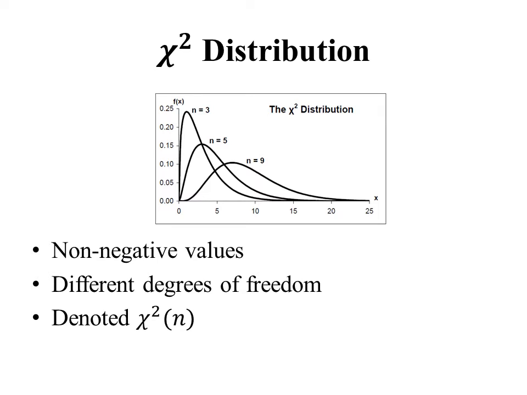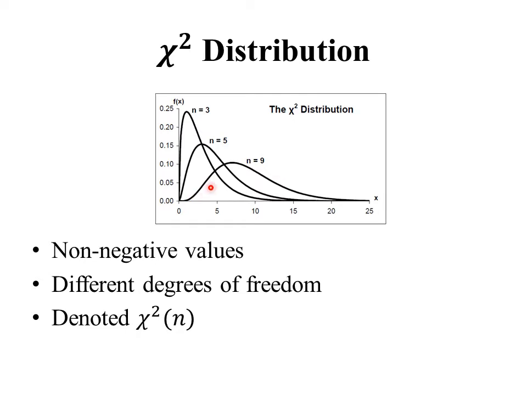Now, the theory of this test is based on the chi-squared distribution. So let's briefly review the chi-squared distribution. A random variable with a chi-squared distribution has only non-negative values. And there are different degrees of freedom of this type of distribution. Here in this graph, we graph some different density curves for different degrees of freedom. So here's the n equal 3 density curve, the n equal 5 or the 5 degrees of freedom density curve, and here's the 9 degrees of freedom.